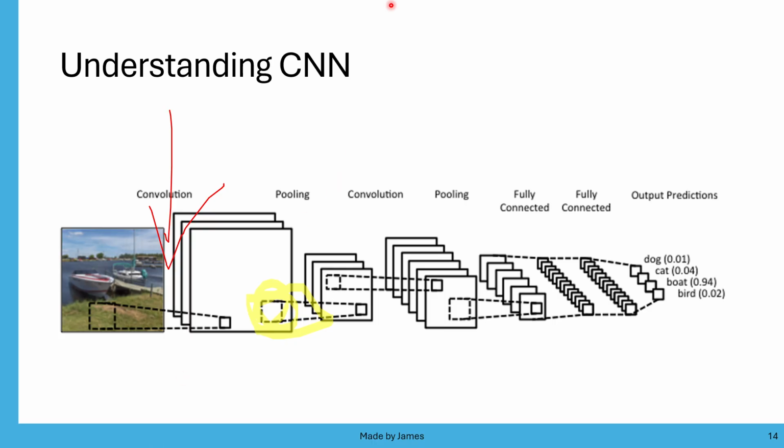Okay, so now for the main event: how do we get the computer to make a selection based on these features? Notice that this image has two fully connected layers right here.